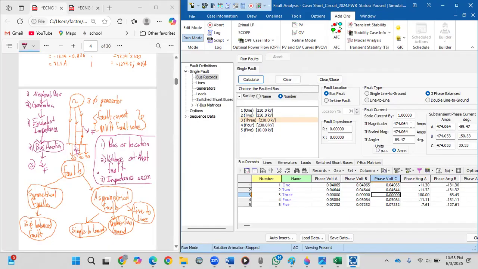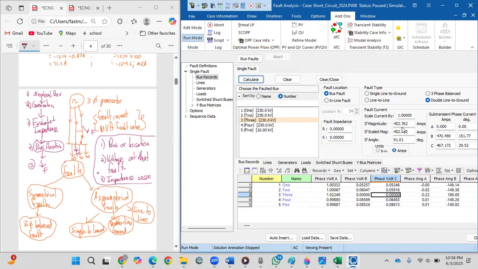If we wanted to do, let's say, a single line to ground fault at bus 3, meaning one line goes to ground and the other 2 lines are unaffected, notice the fault current dropped. Let's see, line to line, fault current dropped, and double line to ground, the fault current increased, but it's still less than the three-phase balance. So the three-phase balance is the majority of the time the most destructive of the faults.